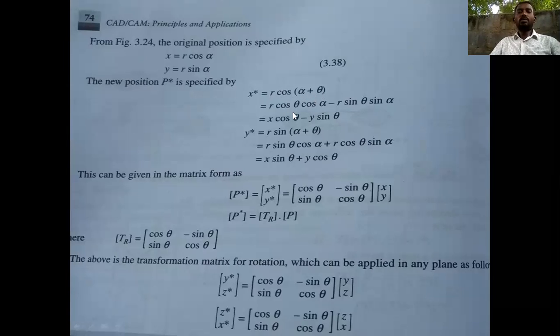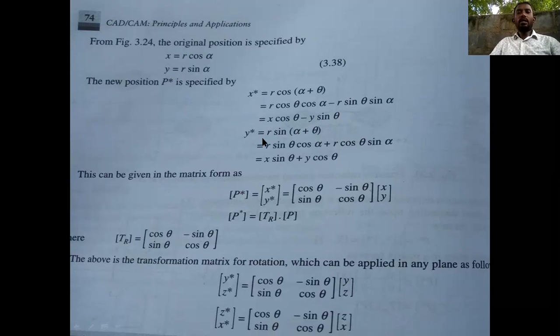So you can simplify this. r cos alpha is nothing but x, so we get x into cos theta, minus r sin alpha, which is nothing but y, so we write y into sin theta.